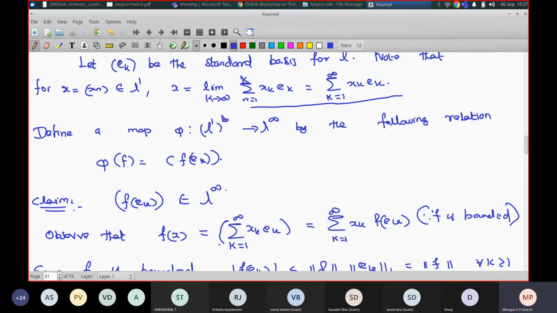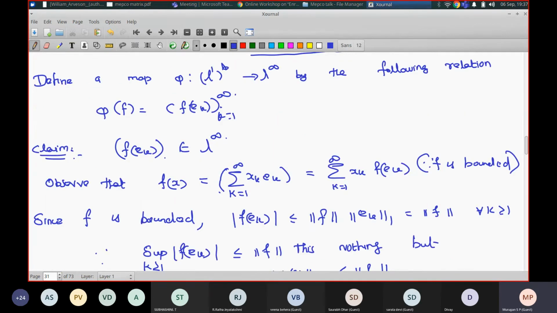So how will you define it? You take f and send it to the sequence (f(e_k)), k equal to 1 to infinity. Why does this element belong to L infinity? Only then is this map well defined. So for that we need to verify first that f(e_k) is in L infinity. Observe that f(x) equals f of the sum, k equal to 1 to infinity, x_k e_k.